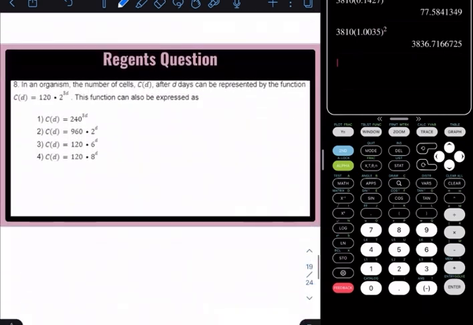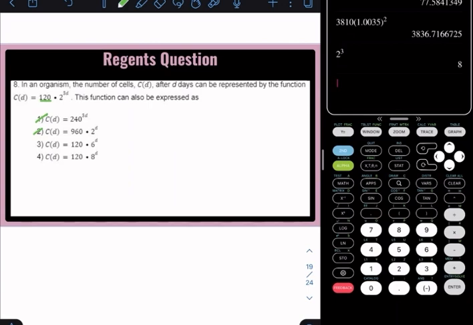Let's look at number 8. In an organism, the number of cells C(d) after d days can be represented by this function. This function can also be expressed as, well, we're going to have to keep the 120 the same, so it's not going to be 1 or 2. And now what is 2 to the third power? 2 to the third power is 8, so it's number 4.